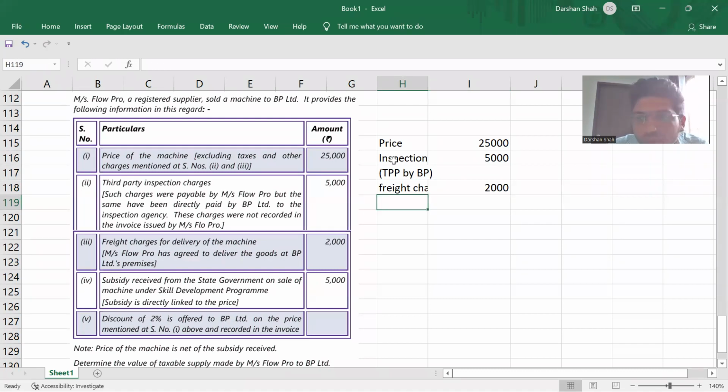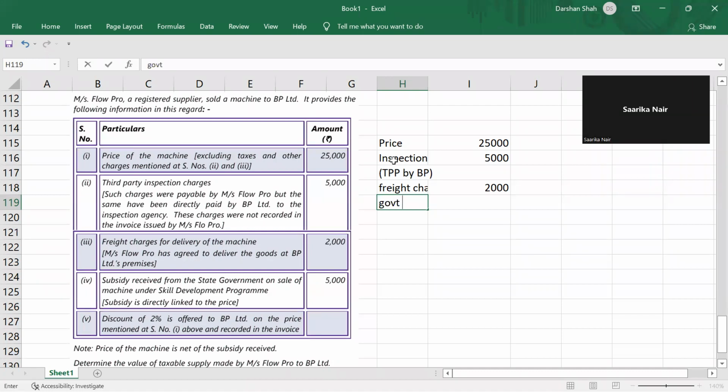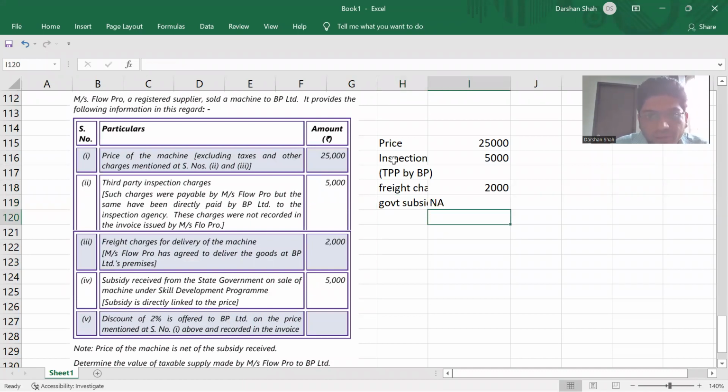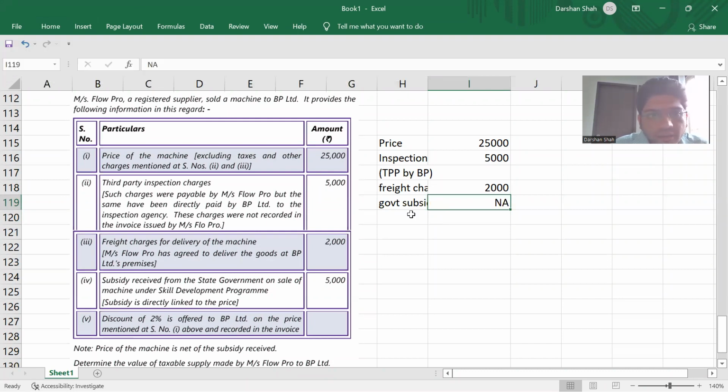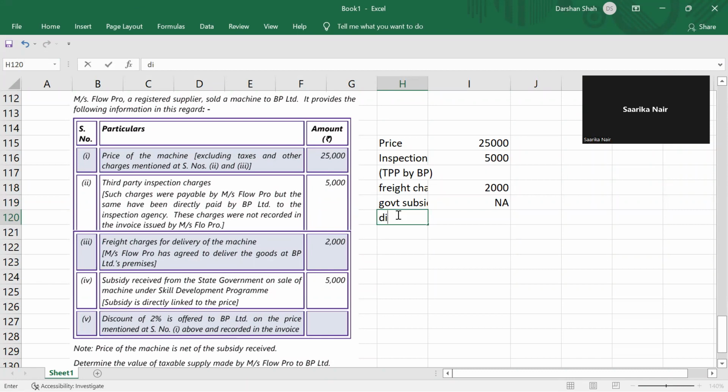Then subsidy received from state government. Consider or ignore? Ignore, sir. Correct. Government subsidy not applicable. Right. Then, do we need to write that government subsidy not applicable or just leave it as it is? Yes. You'll have to show it.